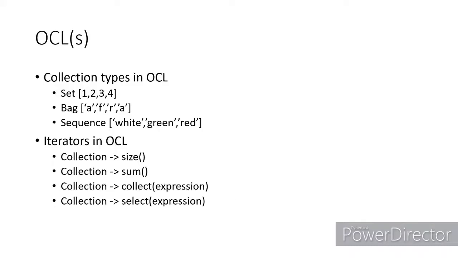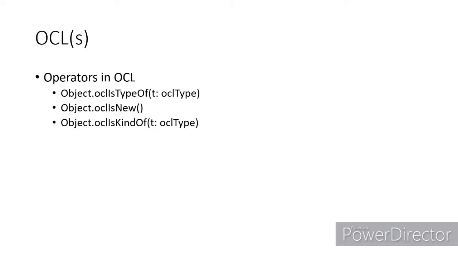Here are OCL collections and iterators. Collections are set, bag, and sequence. Iterators are collection size, define size, collection sum, collection color, collection select. Here are OCL operators. Operators are OCL is type or checks whether that is that type exactly. OCL is new, check whether the OCL is that kind.